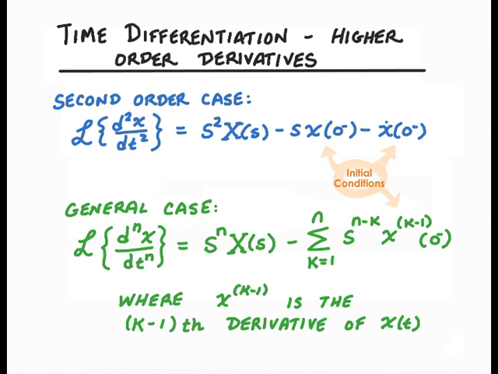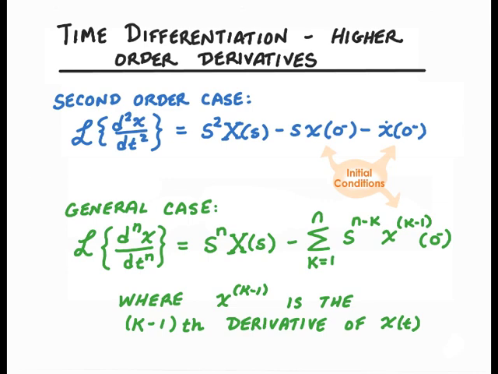For the general case, we have the following result. Laplace transform of the nth derivative of x with respect to time is equal to s to the n times x of s minus a summation of powers of s times derivatives of x evaluated at time 0 minus. The derivative here is given by the notation x to the parentheses k minus 1 that indicates the k minus 1th derivative of x, a time domain signal, evaluated at time 0 minus.